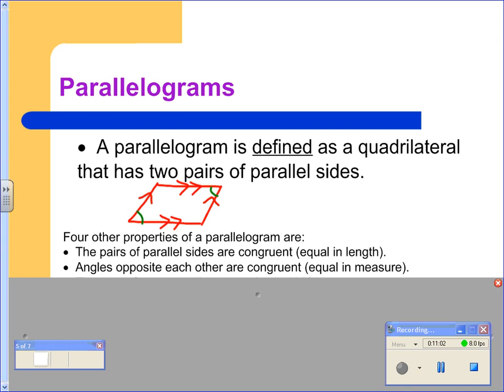Whereas in a circle, they're not going to be parallelograms. I mean, I guess they could be, but it's usually not going to be a parallelogram. And then these two are going to be equal. What do you mean?